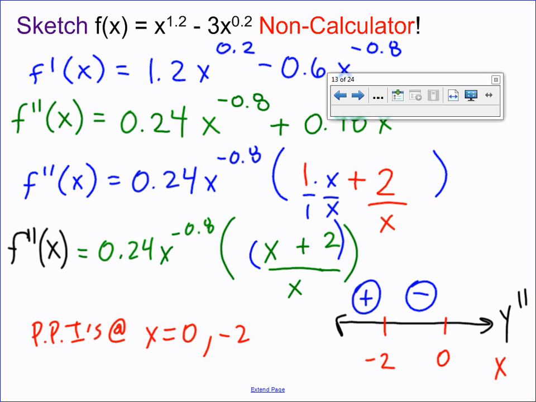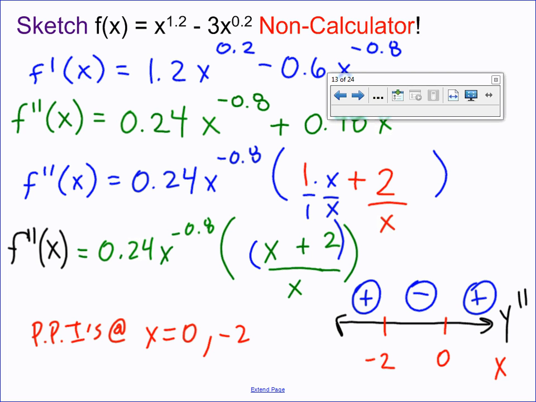Stay strong, we're so close, you guys. At x equals 1, that's always going to be positive. I've got 1 plus 2 is positive, and positive is positive. Yes?